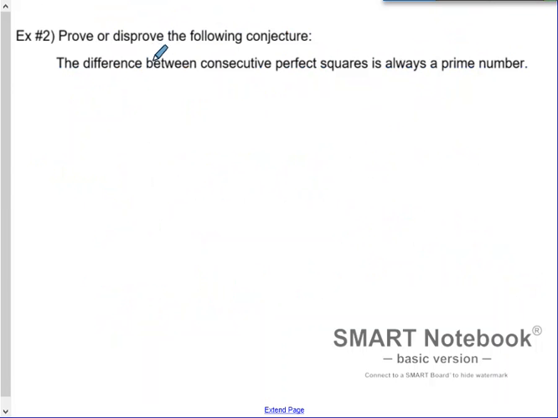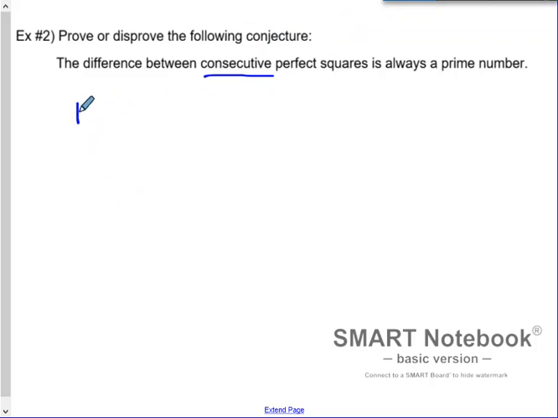So we're going to prove or disprove the following conjecture for example 2. The difference between consecutive perfect squares is always a prime number. So how we're going to check this is we're going to start checking our consecutive squares. Consecutive means like one after the other, one in a row. So consecutive integers would be like 1, 2, 3, or 7, 8, 9, 42, 43, 44. Consecutive perfect squares will be like, okay, well, I'm starting with 1.